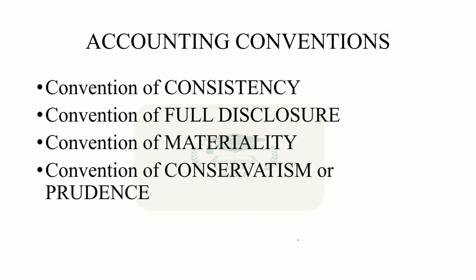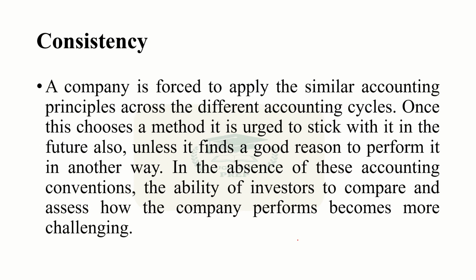And accounting conventions are generally of four types: convention of consistency, convention of full disclosure, convention of materiality, and convention of conservatism, which is also known as prudence. So consistency states that the same principles and concepts need to be followed every year. Just as I stated, if they are following a straight line method while recording depreciation, and it was followed last year in 2022-23, the same method needs to be used when recording the depreciation in the year 23-24. So that is what the consistency convention implies.